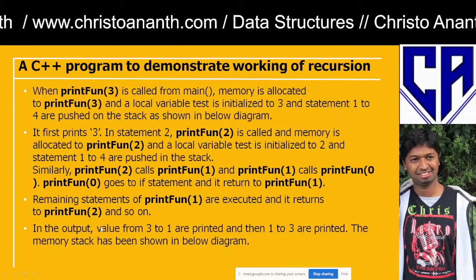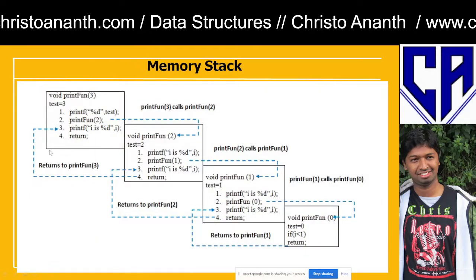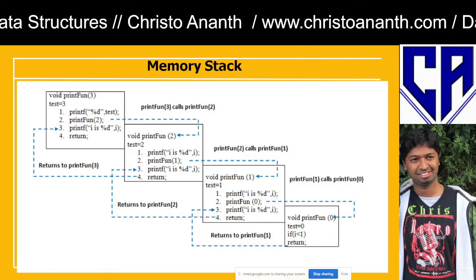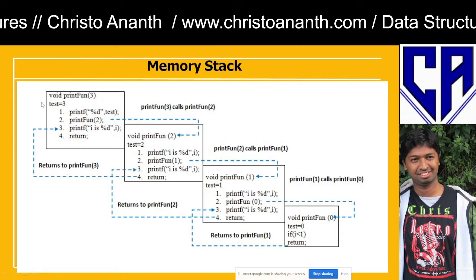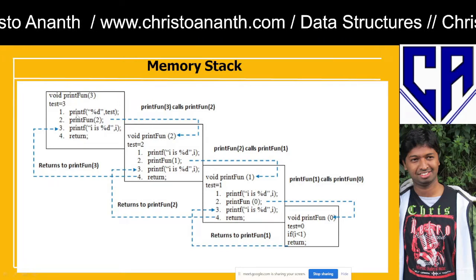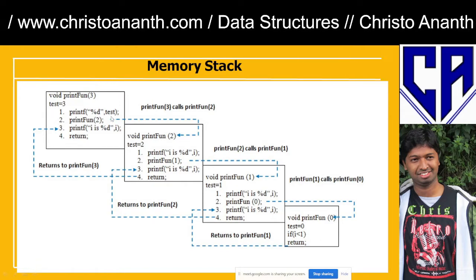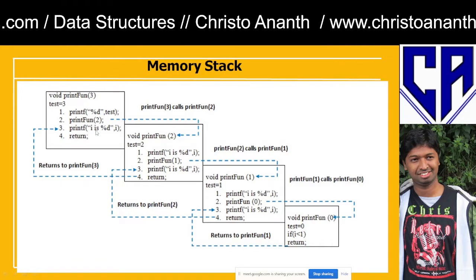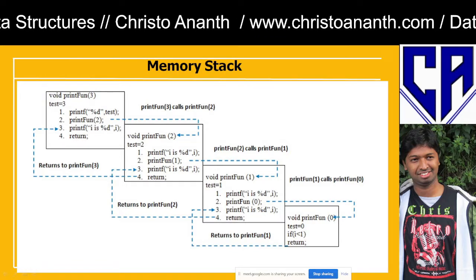So this is the memory stack that I'm going to show. Here in the memory stack, you will have void print function 3, with test equal to 3, printf "%d" of test, then print function 2, and then printf "%d" of i, and then return.